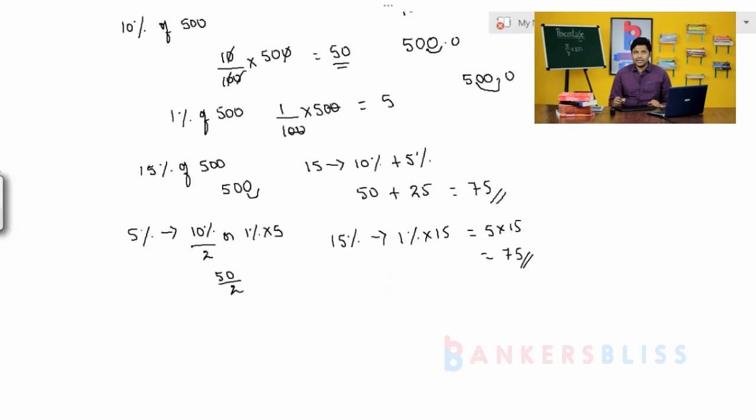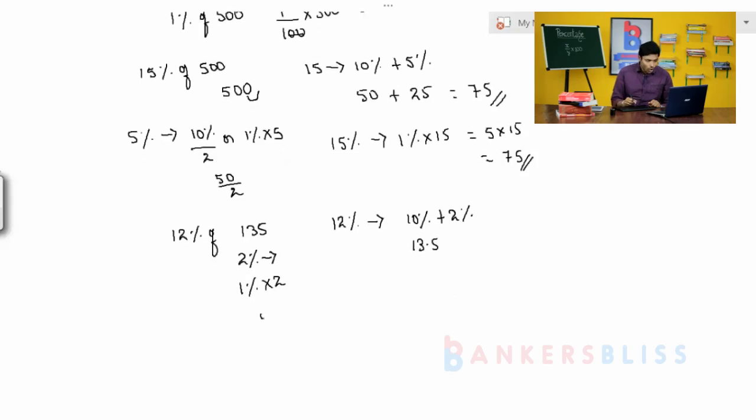Now, one more example let me take. You want to calculate 12% of, let me take a bit difficult number, 135. So how to calculate 12%? See here, 12% we can calculate in this manner, 10% plus 2%. So 10% means 13.5. I have to calculate 2%. What do you mean by 2%? 2% means 1% into 2 or 1% plus 1%.